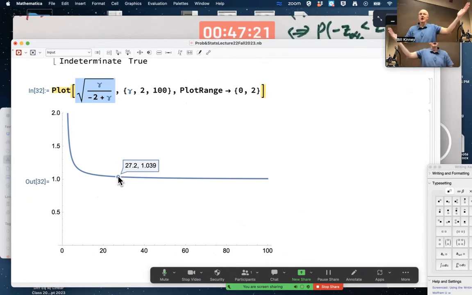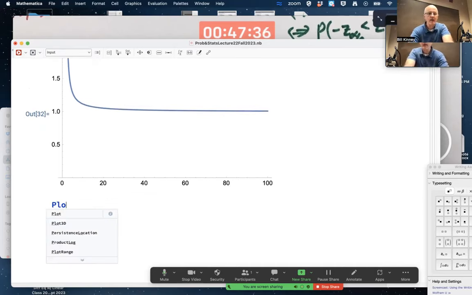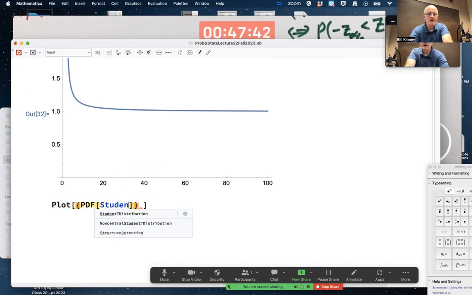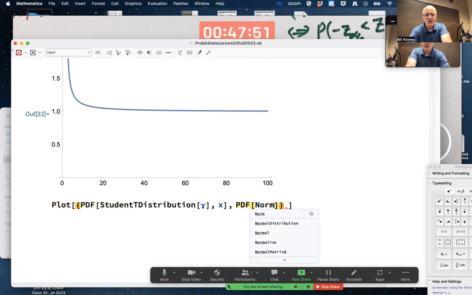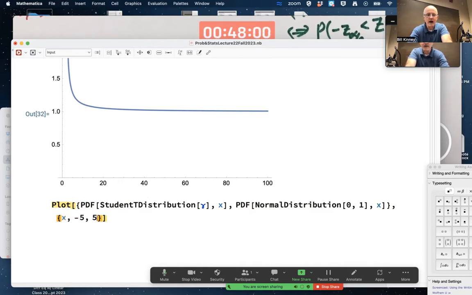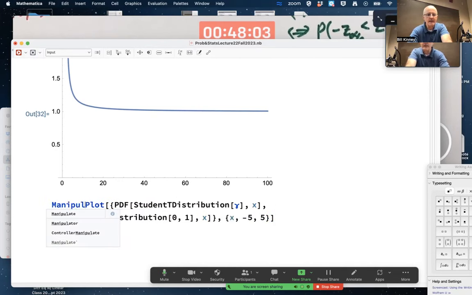So as little gamma gets larger and larger, the student t-distribution gets tighter and tighter. The standard deviation shrinks. It's getting skinnier and taller. It's getting to look more and more like a normal distribution, in fact. We can make a plot of the PDF of the student t-distribution with gamma, and compare it with the PDF of a standard normal distribution, mean 0, standard deviation 1, of x. X going from -5 to 5, and I put a gamma in there, so I need to animate this with Manipulate, say.